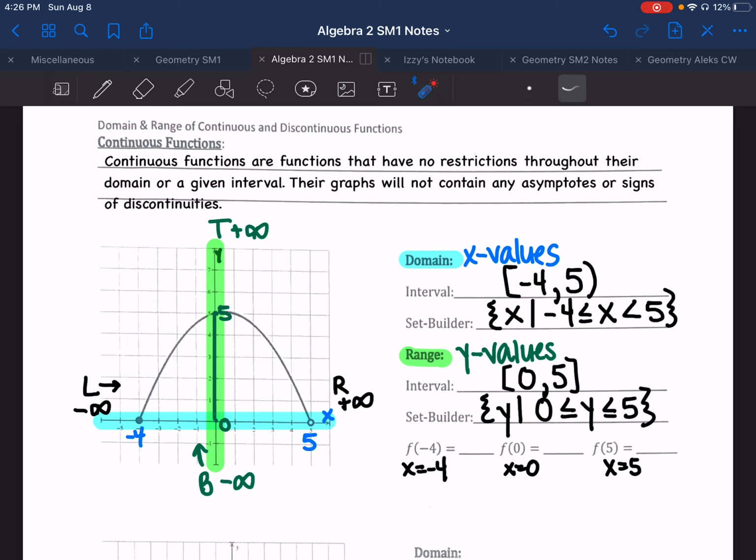So let's go back to this first one. Let's find x equals -4. Well, it's right there.